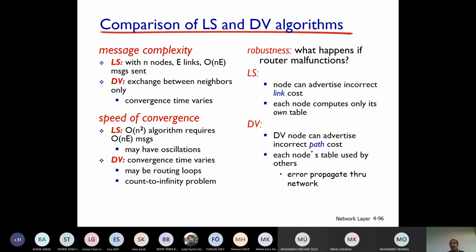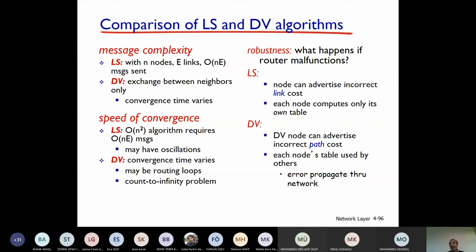In terms of robustness, if you compare these two algorithms, what happens if a router malfunctions? What happens if a router provides some error information or wrong information, or an incorrect link cost, let's call it. In case of link state, the node can advertise an incorrect link cost, and each node is going to compute only its own table. So if I receive an incorrect link cost as a node, I just compute my own table.